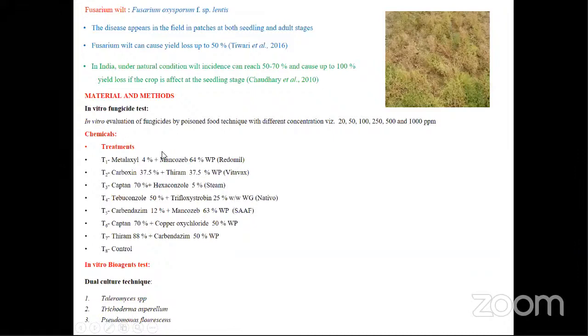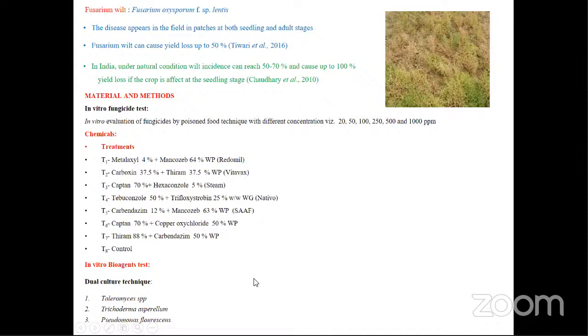For this experiment, we took seven different chemicals, including combination products: metalaxyl plus mancozeb, carbendazim plus thiram, captan plus hexaconazole, tebuconazole plus trifloxystrobin, carbendazim plus mancozeb, captan plus copper oxychloride, and thiram plus carbendazim. To identify their effectiveness, we used the poisoned food technique at six different concentrations, and we evaluated the biocontrol agents using the dual culture technique with Trichoderma and Pseudomonas species.